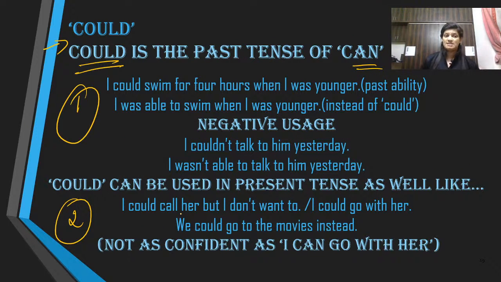If that is clear, let us focus on this thing. This is again very important for you to understand how could can be used in past and present both. Could is basically a past verb, but you can also use it in present tense as well. I could swim for 4 hours when I was younger. Obviously, it is speaking about past ability.